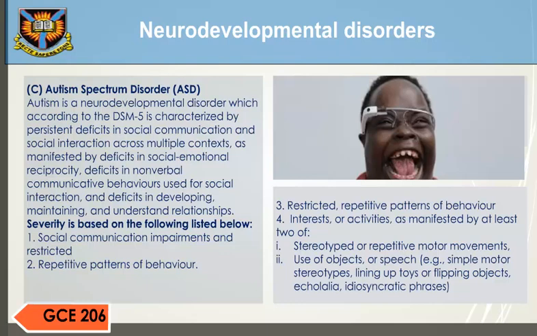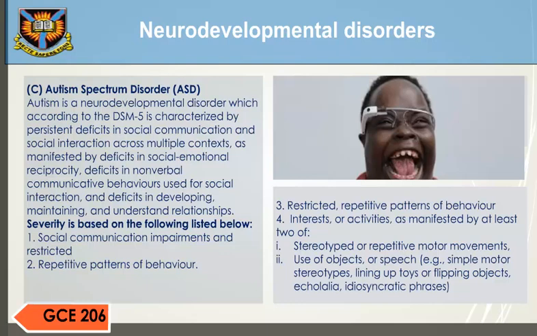Autism is a neurodevelopmental disorder which, according to DSM-5, is characterized by persistent deficits in social communication and social interaction across multiple contexts, as manifested by deficits in social emotional reciprocity, deficits in nonverbal communicative behavior used for social interaction, and deficits in developing, maintaining, and understanding relationships. Severity is based on the following listed below.